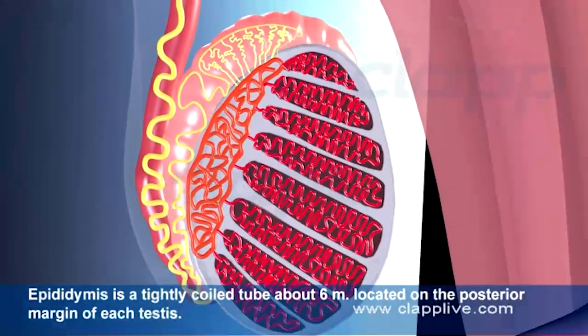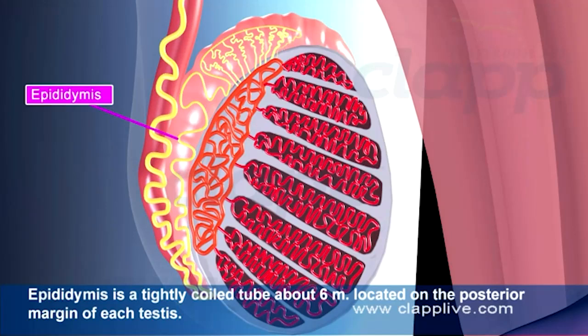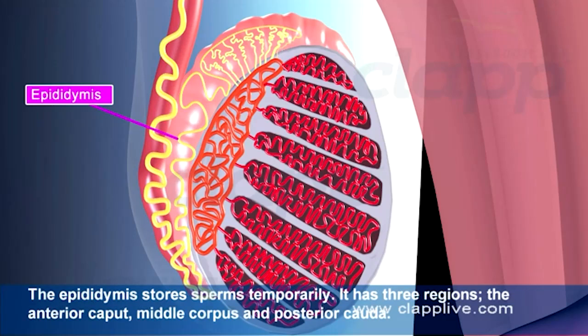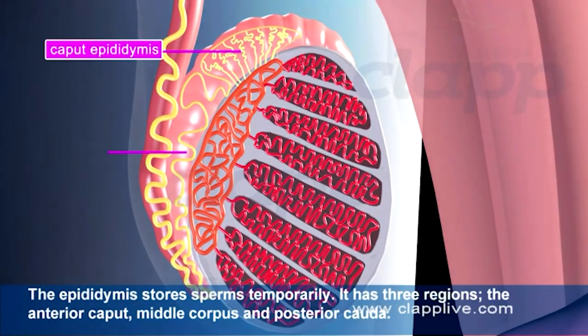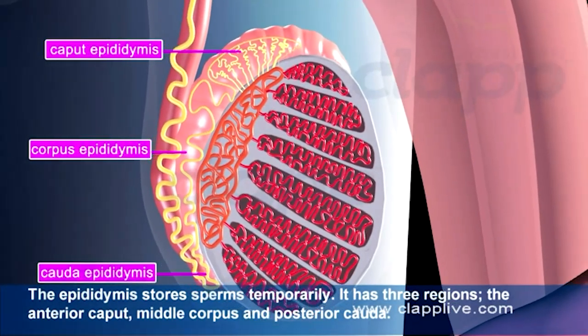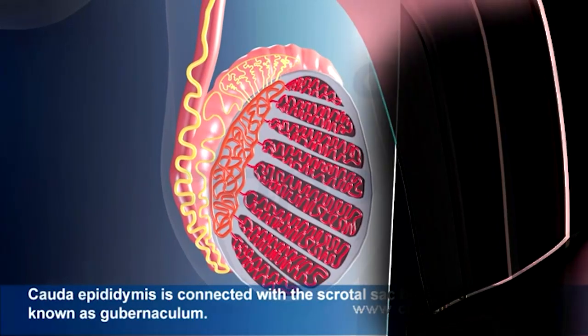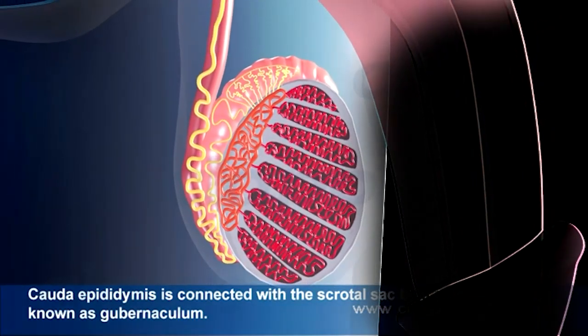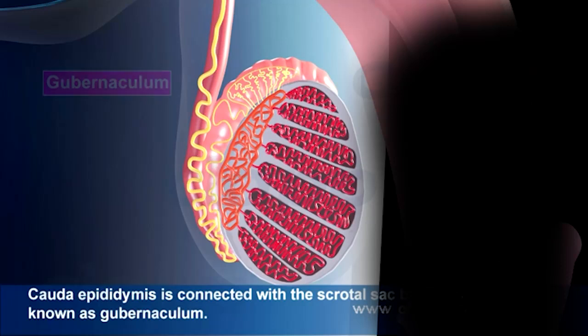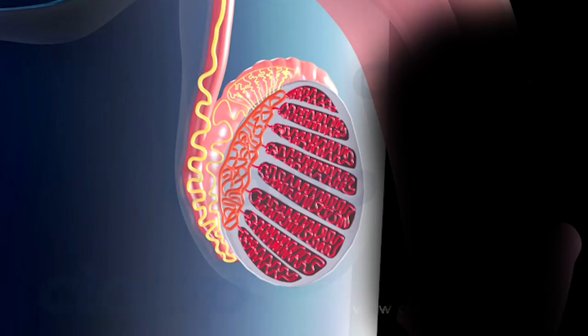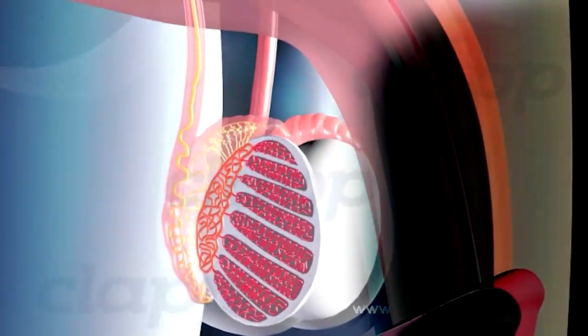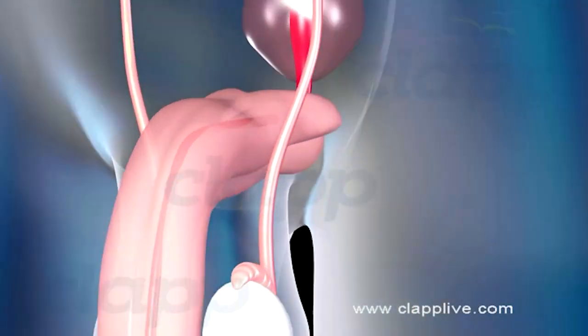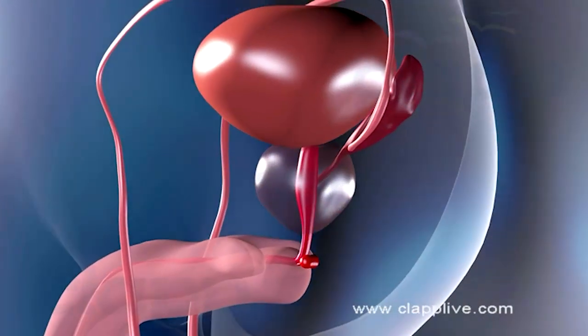Epididymis is a tightly coiled tube, about 6 meters long, located on the posterior margin of each testis. The epididymis stores sperm temporarily. It has 3 regions: the anterior caput, the middle corpus, and the posterior cauda. Cauda epididymis is connected with the scrotal sac by a cord known as gubernaculum. Epididymis leads to vas deferens or vasa deferentia. It starts from cauda epididymis, ascends to the abdomen through inguinal canal, and passes over the urinary bladder.